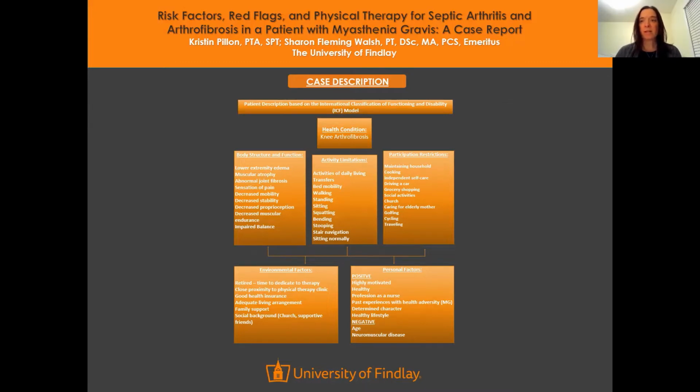The patient in this case underwent an arthroscopic incision and drainage procedure followed by weeks of antibiotic therapy. Once she was finally able to begin physical therapy, her total knee range of motion was 5 to 25 degrees. As you can see on this ICF model, she presented with many structural and functional impairments, as well as numerous activity and participation restrictions. Thankfully, she was retired, she had good health insurance, and several positive personal and environmental factors that strengthened her prognosis.